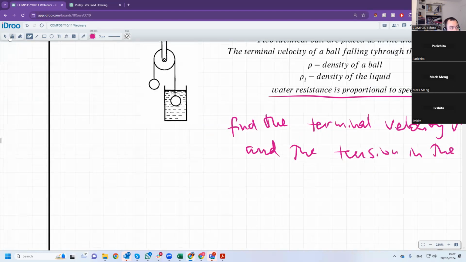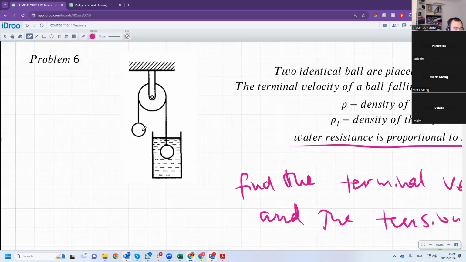So we need to identify the forces acting on the masses. For the first mass, it's very simple. It's going to be mg and tension. Which way do you think it will be moving, up or down? The balls are identical. Why up? Sorry, there's a floor here, yeah? Which is denser than air? But the water is standing on the table.